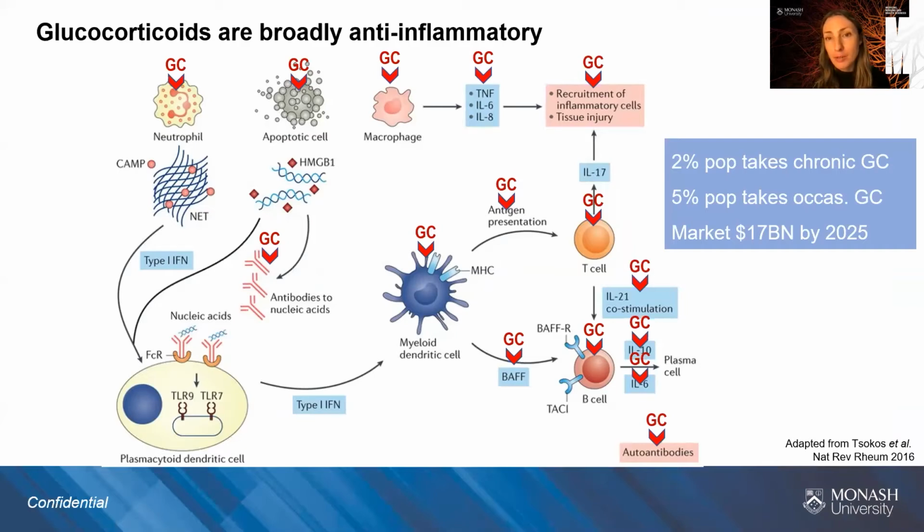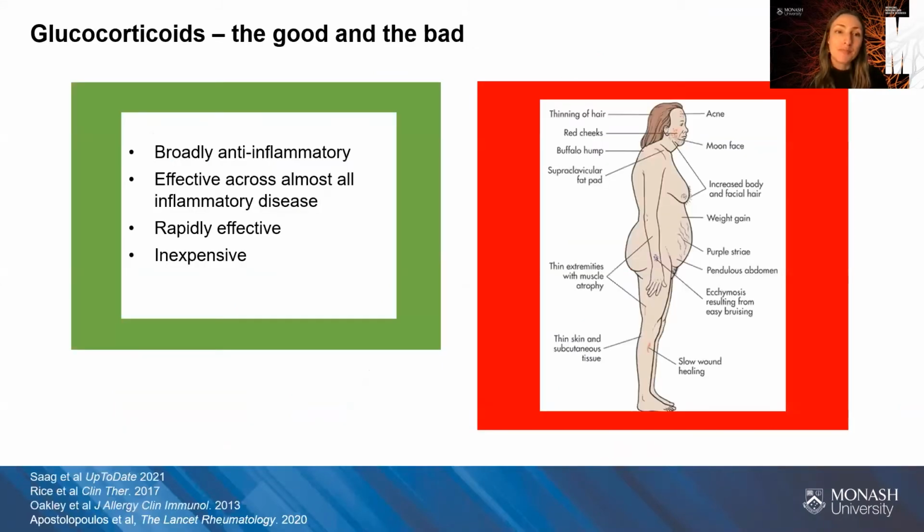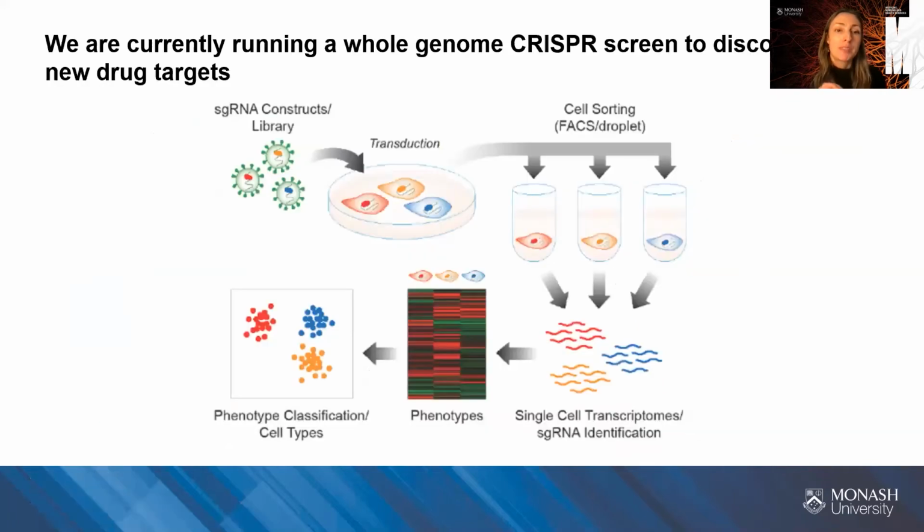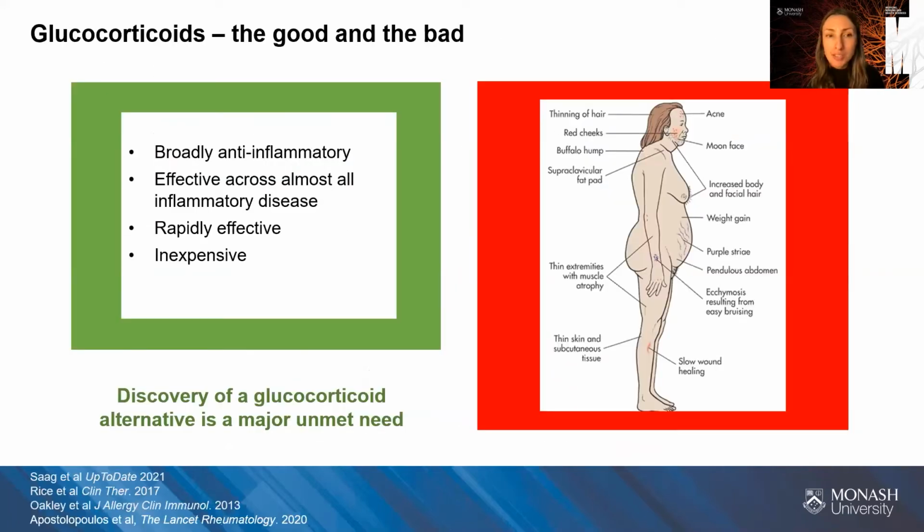So 2% of the population takes chronic glucocorticoids and 5% of the population takes occasional glucocorticoids, with a very large market. Glucocorticoids are also called steroids. They're used because they have these anti-inflammatory effects, but they invariably cause a large number of severe side effects. The discovery of an alternative therapy is something that we're going after with a lot of focus. It's a major global unmet need.